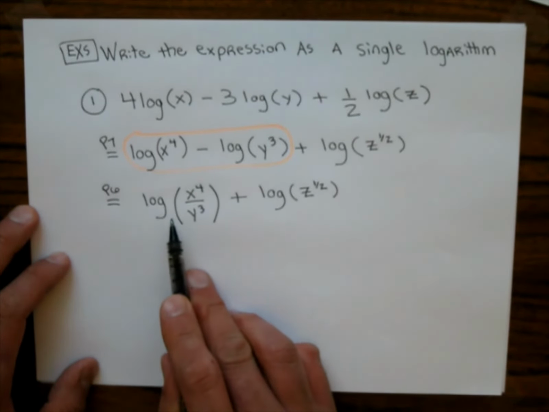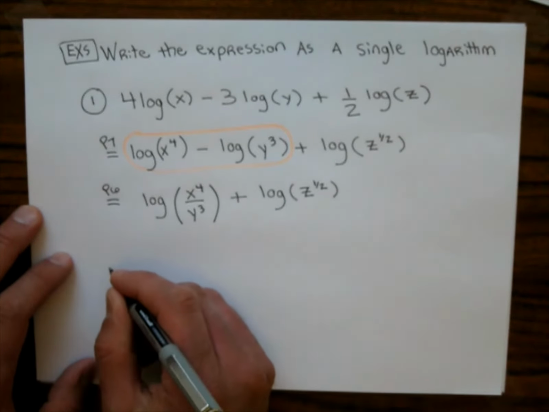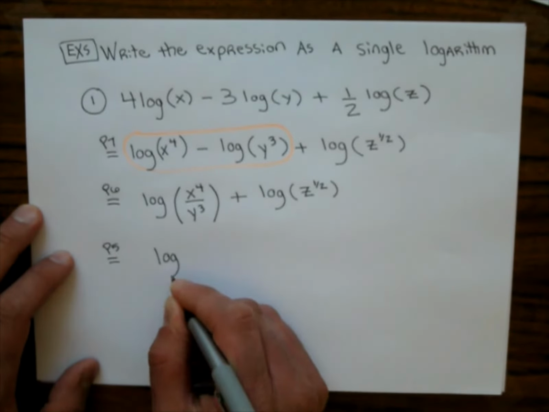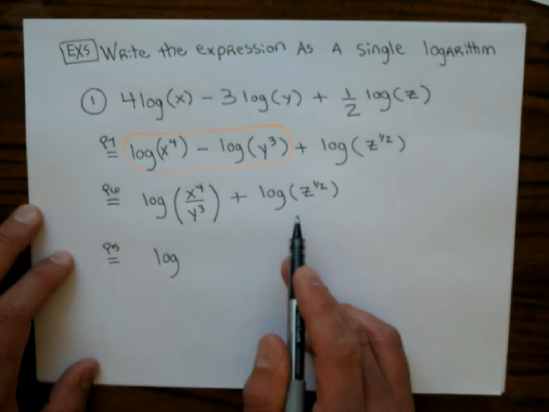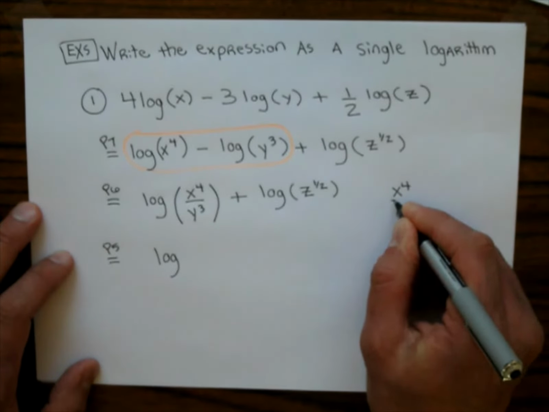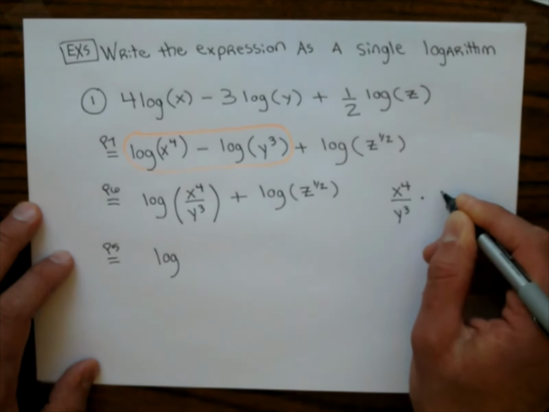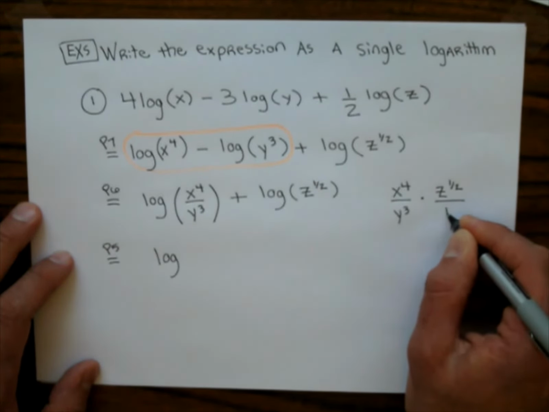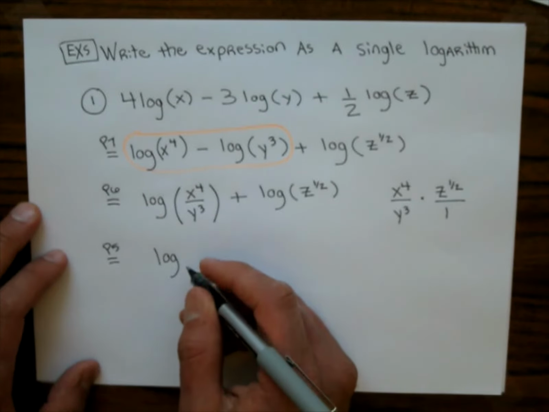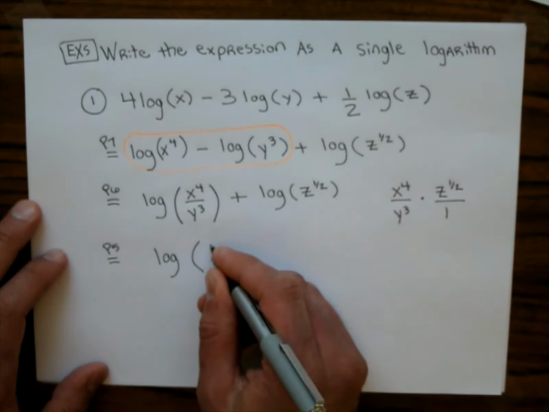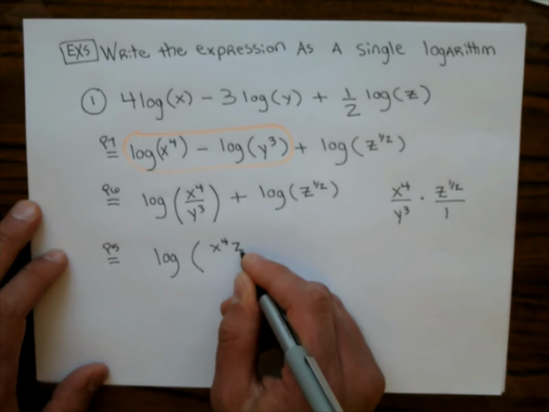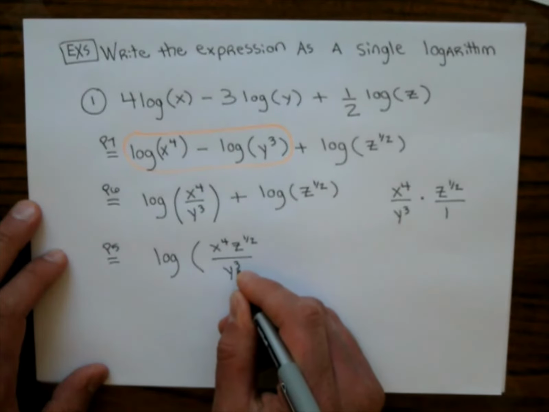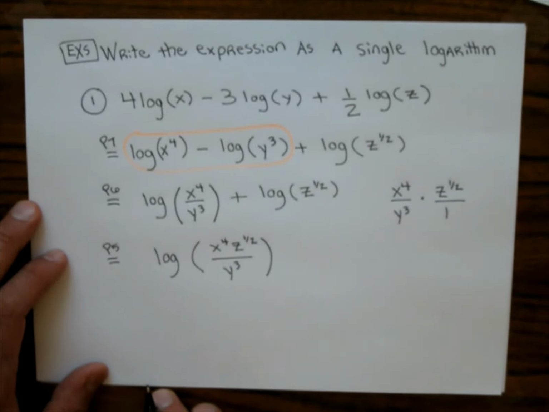Now we have the sum of two logs. They have the same bases, so I'm going to use the product rule. This is log. Now I have to multiply these guys together. Now if you forgot how to do that, you could, for psychological purposes, put that over 1, and so this becomes x to the fourth z to the 1/2 over y cubed.